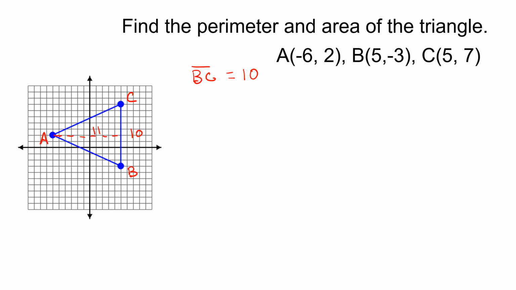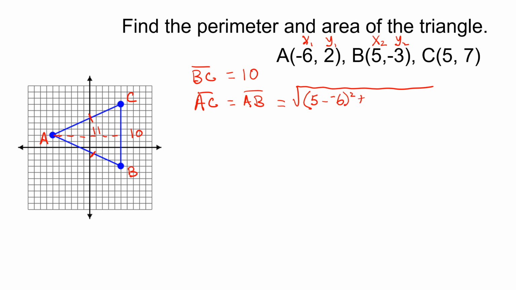And to finish off the side lengths, you should notice that AC is congruent to AB. Those sides are the same. So I can just find one of those side lengths, and I will know the other side length. So I'm going to use A and B. So x1, y1, x2, y2, and I'm going to use the distance formula between A and B. So x2 is 5 minus negative 6 squared plus y2, which is negative 3, minus 2 squared.